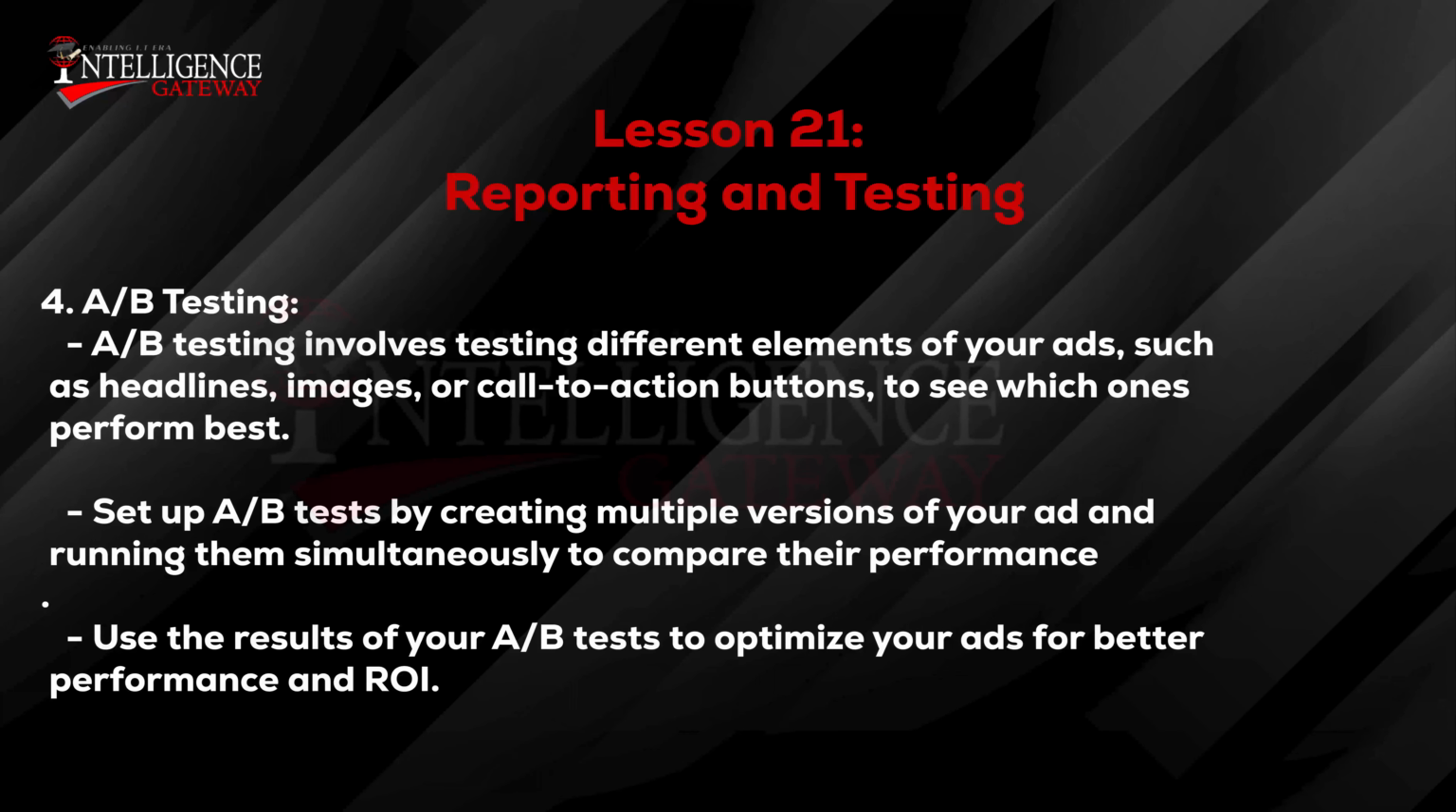4. A/B testing. A/B testing involves testing different elements of your ads, such as headlines, images, or call-to-action buttons, to see which ones perform best. Set up A/B tests by creating multiple versions of your ad and running them simultaneously to compare their performance. Use the results of your A/B tests to optimize your ads for better performance and ROI.